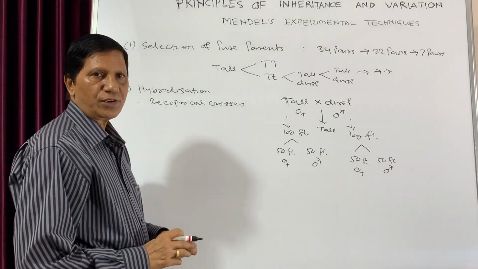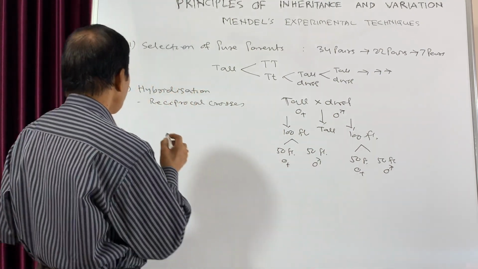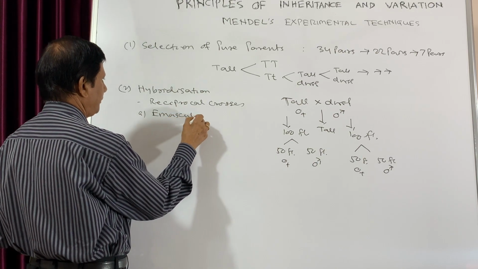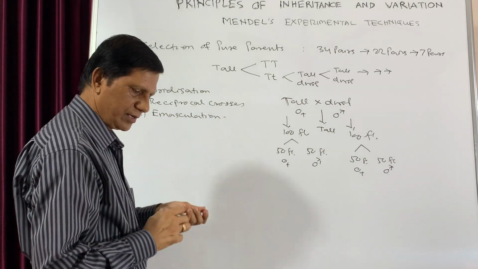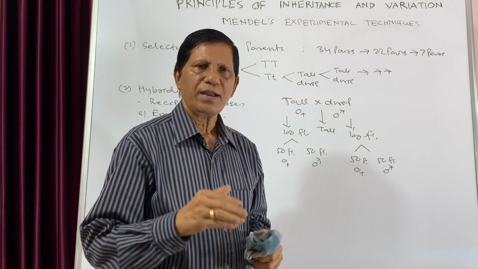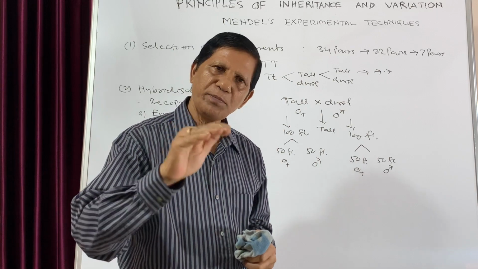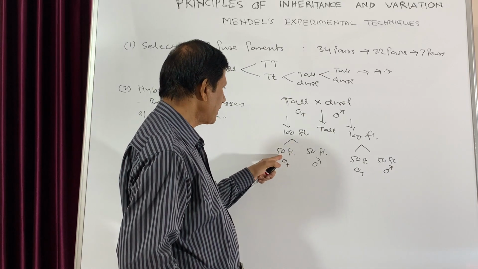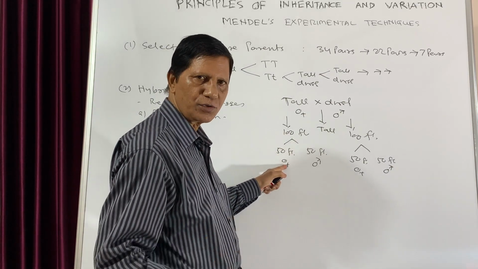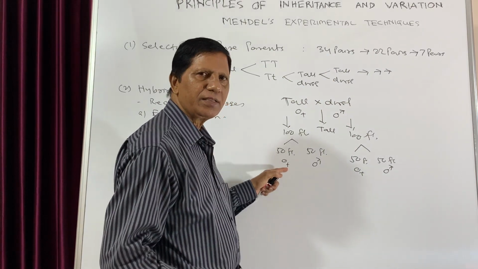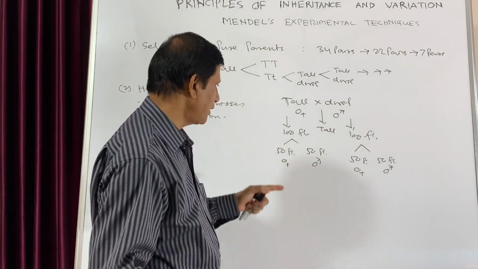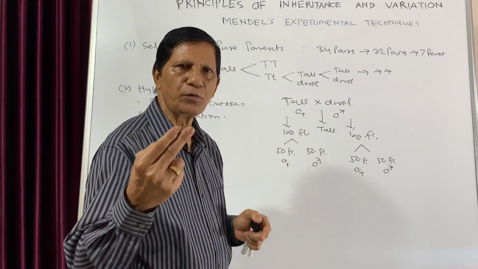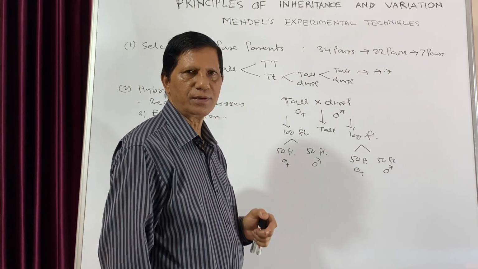Now when we make hybridization, hybridization has several steps. The first step of hybridization is emasculation. Now what is the meaning of emasculation? Emasculation means removal of anthers from the female plant or making it sterile. When we are taking these flowers as female flowers, because the flowers are bisexual, the pollen grains, the anthers of these flowers are not required. That means from these 50 female flowers, the anthers are to be removed. That is known as emasculation.